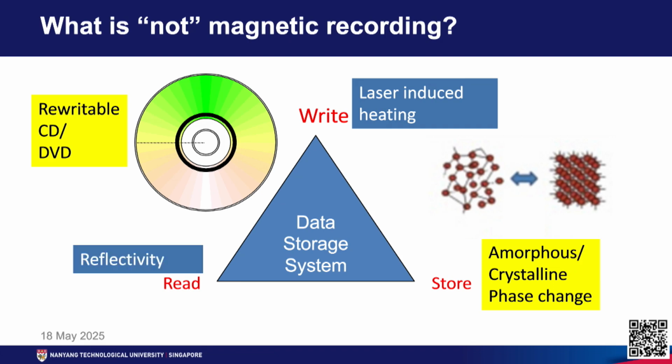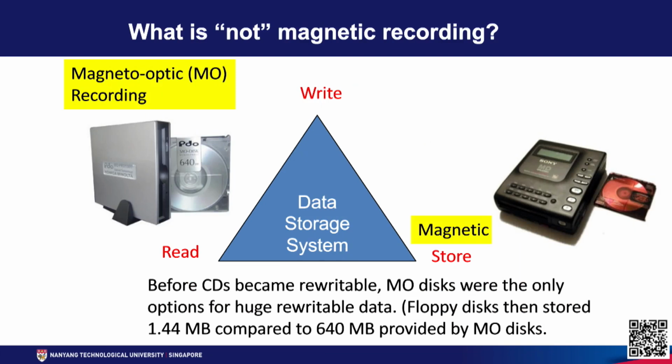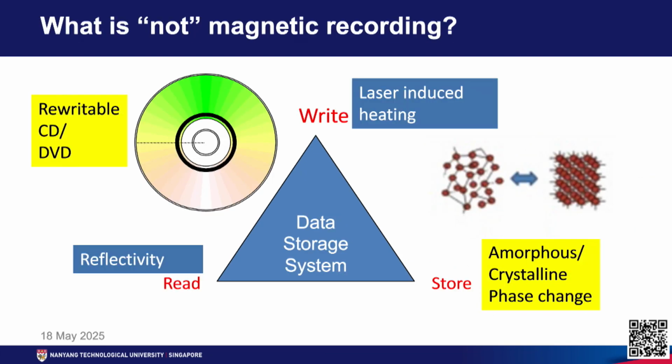We can use the reflectivity. One of them will be reflecting more light, another one will reflect less light, or you can look at the phase change and read information. Storing is based on the fact that these 2 states are equally stable. If you reach here, it will be stable; if you reach here, it will be stable. So, you can store information.